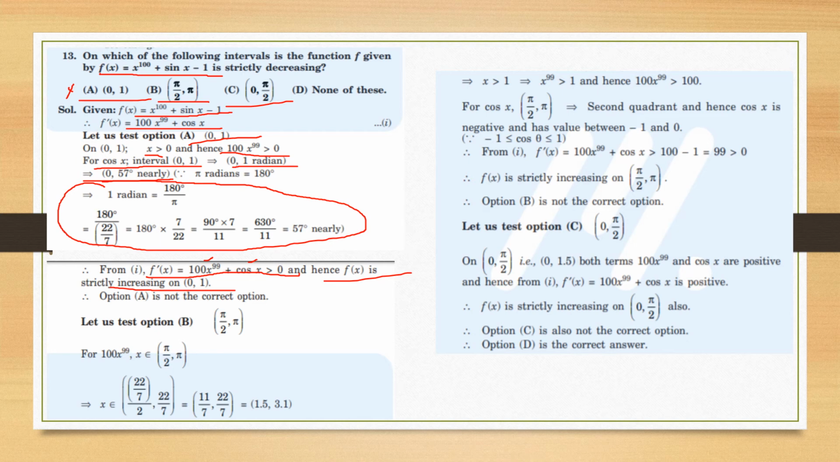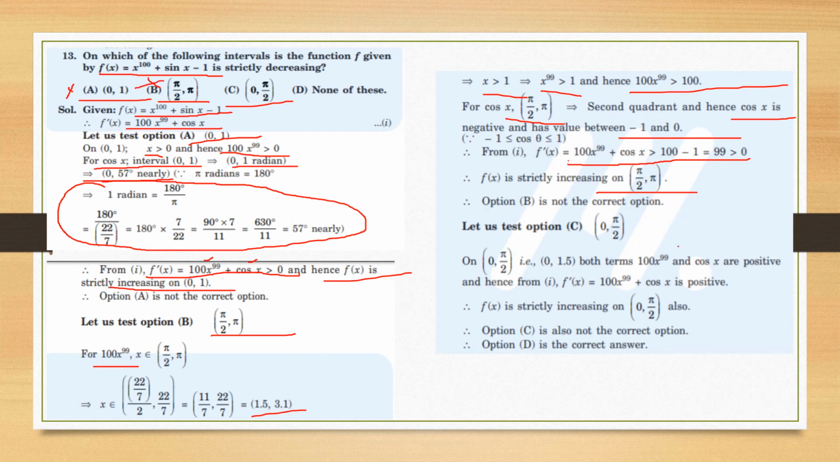Go for option B, from pi by 2 to pi. I can put the value of pi as 22 by 7. For x greater than 1, x^99 is positive, therefore 100x^99 is greater than 100. And in the second quadrant, cos x is negative, with a value between -1 and 0. So in total this value is at least 100 minus 1, which is 99. So the overall result is positive and my function is strictly increasing on pi by 2 to pi. So option B is also not the correct option.